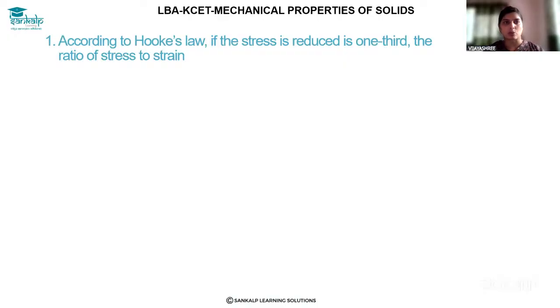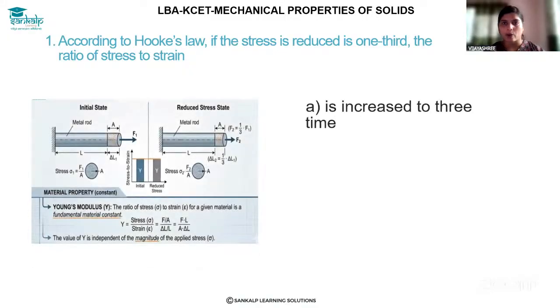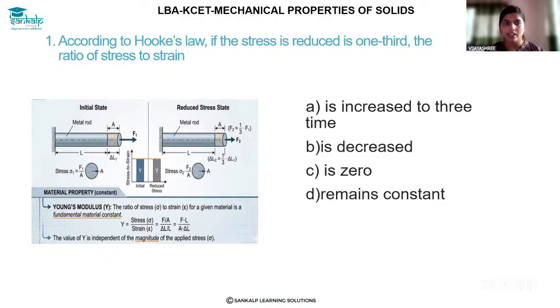Let us look at the first question. According to Hooke's law, if the stress is reduced to 1/3, the ratio of stress to strain is: option A, increased to 3 times; option B, decreased; option C, 0; and option D, it remains constant. So according to Hooke's law, the stress is reduced to 1/3.